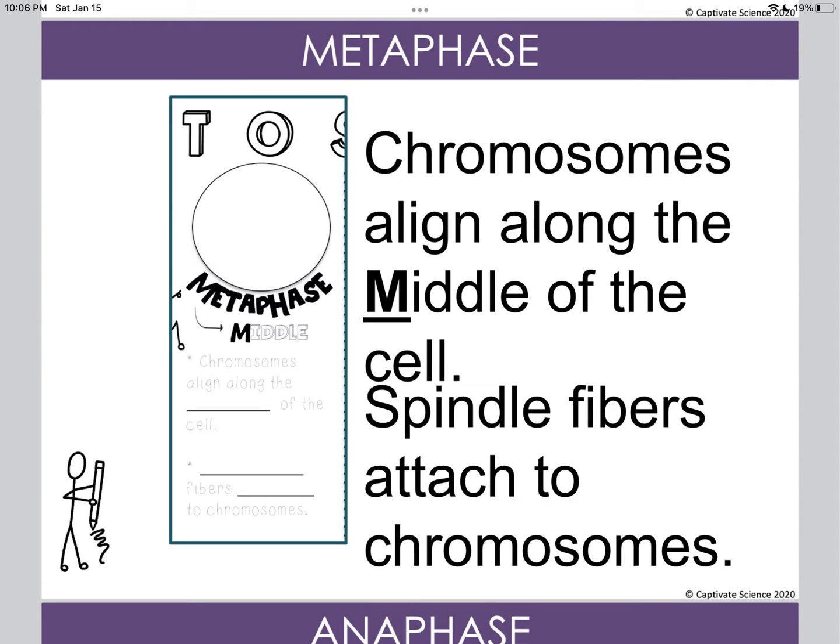All right, the next phase is metaphase. And this was always my favorite phase because it was easy for me to remember that they line up in the middle. It starts with M, which also is the name of the phase. So chromosomes align along the middle, so you are actually writing the word middle of the cell. This one is easy to recognize when you're looking at diagrams as well. Spindle, once again you're writing that word, spindle fibers attach to chromosomes. So you're writing spindle and attach.